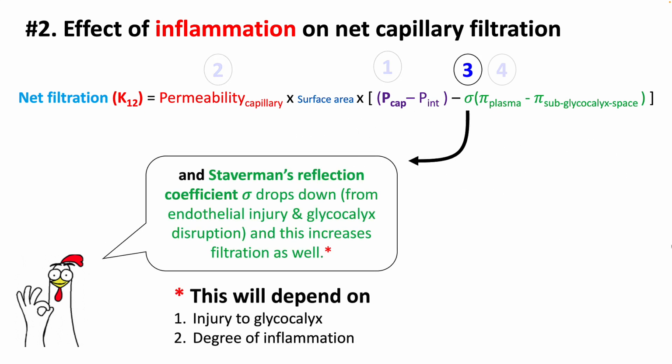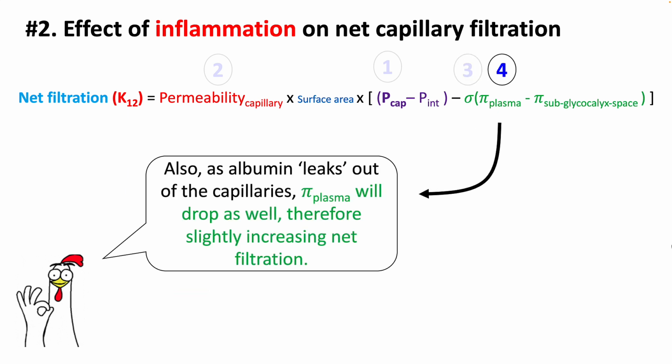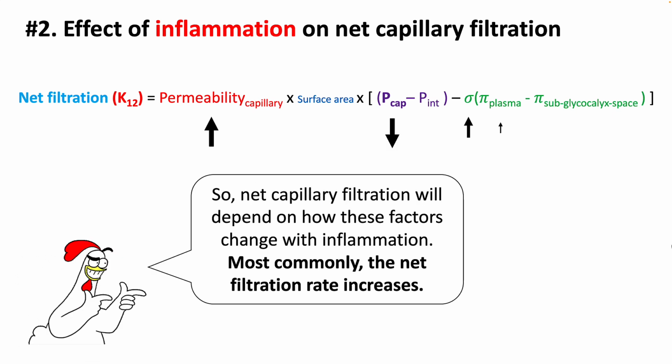There are other factors, like a drop in your Staverman's reflection coefficient as endothelial injury and glycocalyx disruption occurs. And this will result in increased filtration as well. And as some of your albumin leaks out, the oncotic pressure of the plasma is going to drop. Therefore, that will also slightly increase the net filtration.